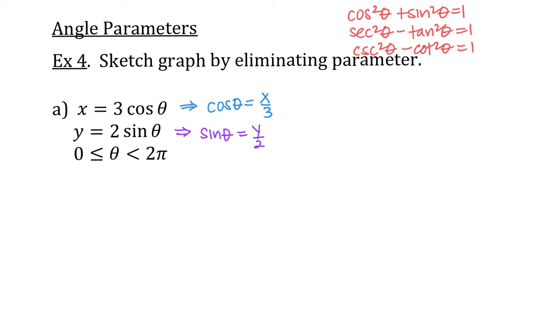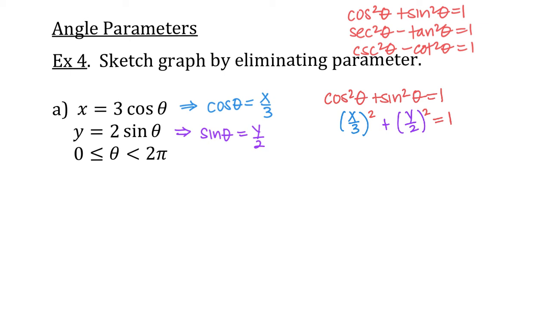I'm trying to create a rectangular equation using these parameters. Because I have cosine and sine, I'm going to use this identity because this is an equation I know to be true. So by plugging into this equation, it will create another true equation. Okay, because I found that cosine theta is equal to x over 3, then x over 3 squared plus y over 2 squared must equal 1.